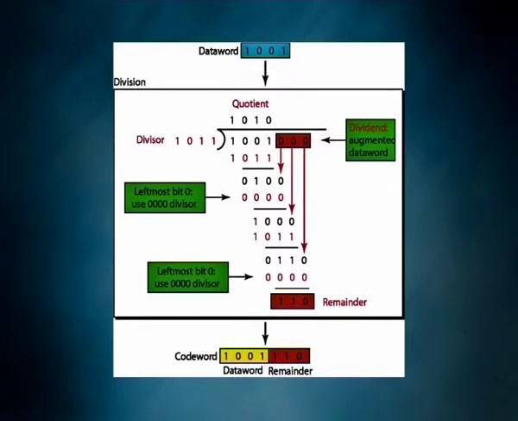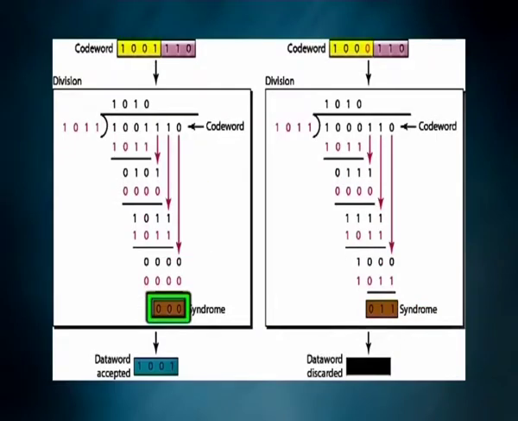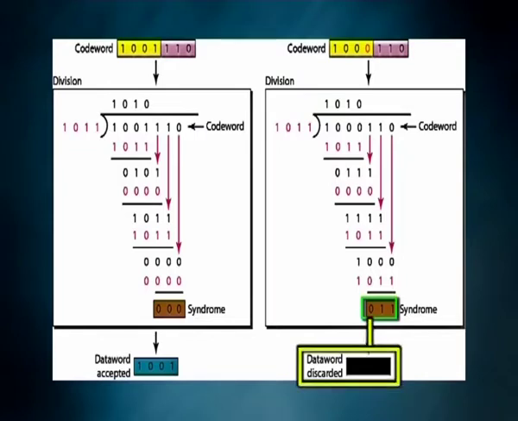On the receiver side, the received data is once again divided by 1 0 1 1. Please see the diagram in which the left side shows that data is received with no error and the right side shows that data is received with error. In case there is no error, the remainder will be 0, which is shown on the left side, and in this case the data word is accepted. In case there is an error, the remainder will not come out to be 0, which shows that there is an error and the data word is discarded.